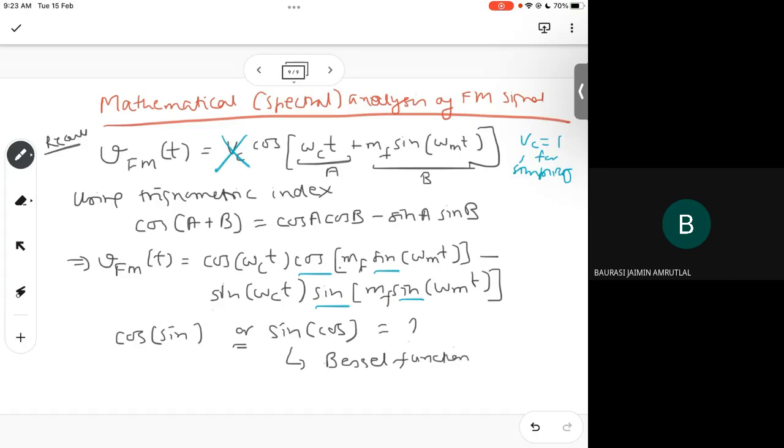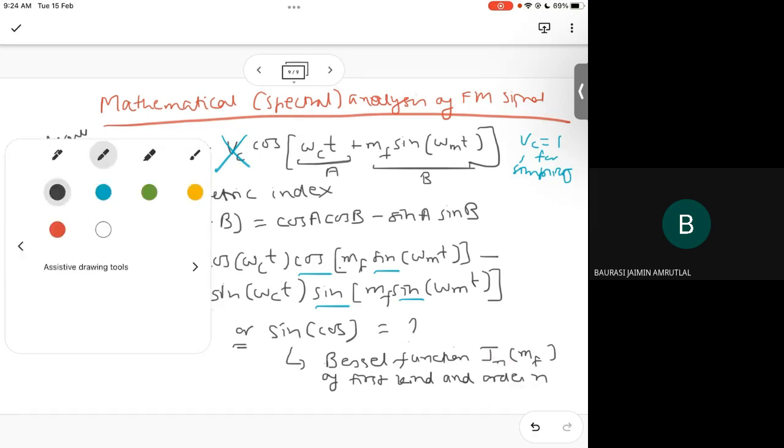Here these expressions can be expanded in a Fourier series using Bessel functions, which we normally denote as J_n(mf). J_n(mf) is what we call the Bessel function of the first kind and order n, where n defines the order. I'm not going into the details of this, but we are simply using it. But in a simple way, I will try to explain, even if you have forgotten.